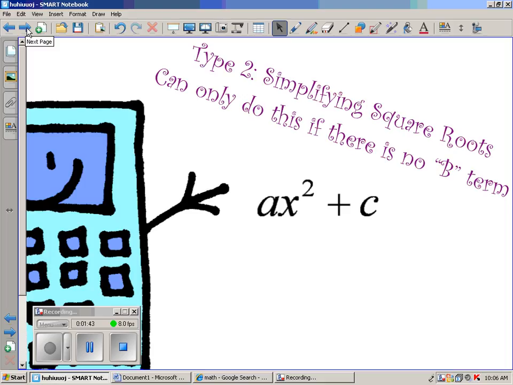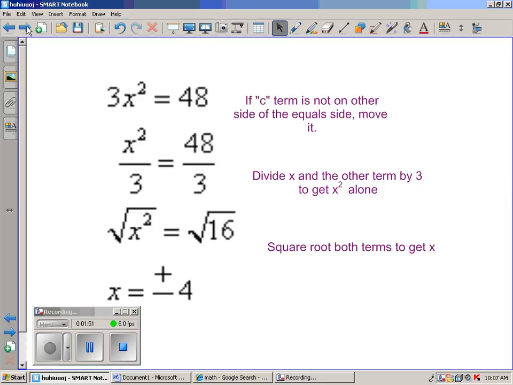Type 2, simplifying square roots. You can only do this if there's no b term, so the equation is going to look like ax squared plus c. The first problem is 3x squared is equal to 48.